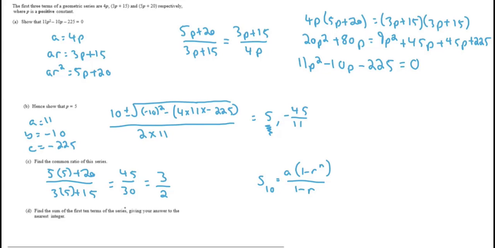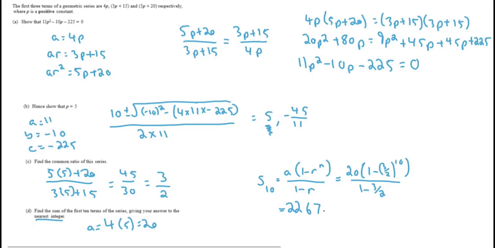Just for the a, again, now that we know what p is, in that it's 5, the first term was 4p, so just 4 times 5, that's going to give us 20. So here we have 20, open bracket, 1 minus (3 over 2) to the power of 10, all over 1 minus 3 over 2. And if you put that into your calculator, you'll get an answer which, rounded to the nearest integer, should be 2,267.